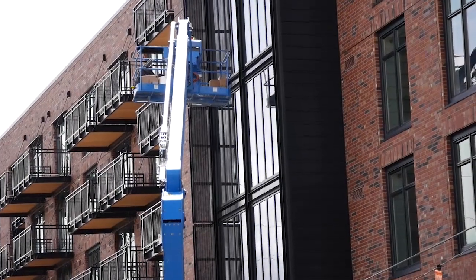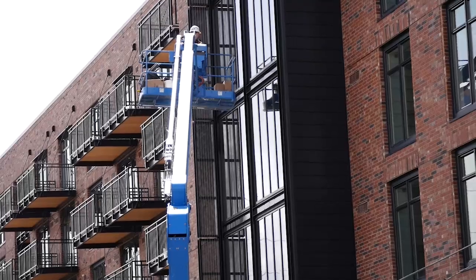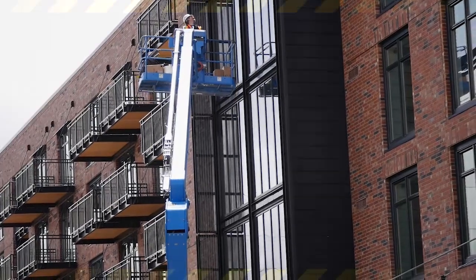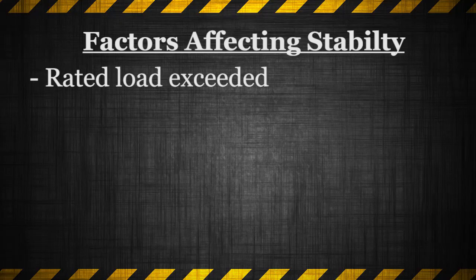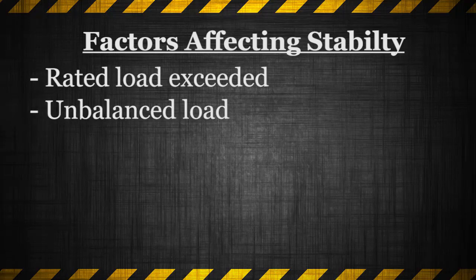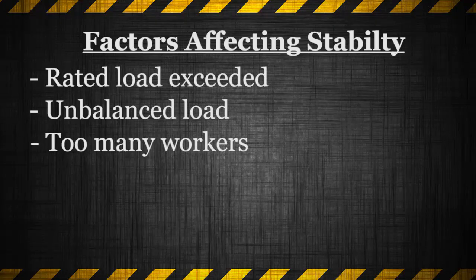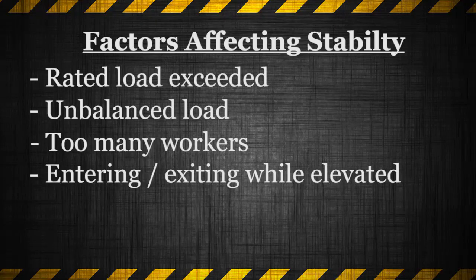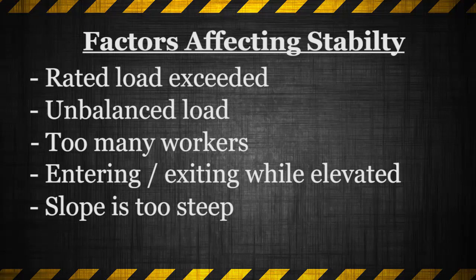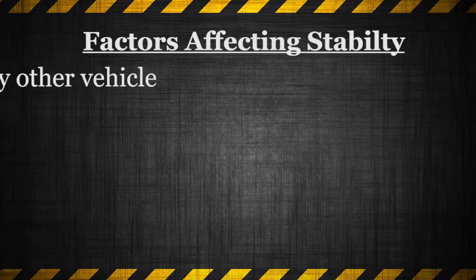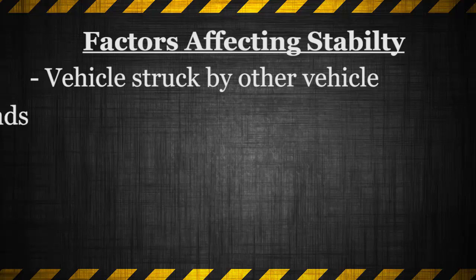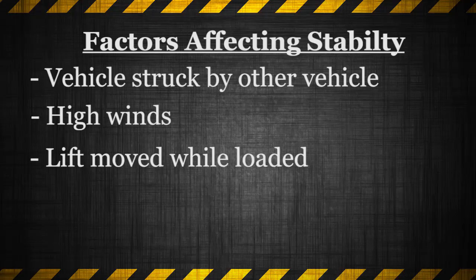When operating within capacity limits, an aerial lift is designed to be stable in all boom positions. An aerial device can become unstable if the rated load for a given position is exceeded, the load on the platform is not balanced, there are more occupants than permitted by the manual, workers enter or exit the platform while elevated, the vehicle is on a slope that is too steep, the vehicle is not on a strong surface, the vehicle is struck by something, there are high winds, or the lift is moved while loaded.